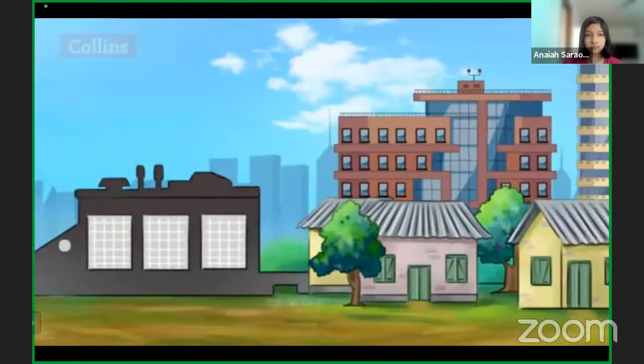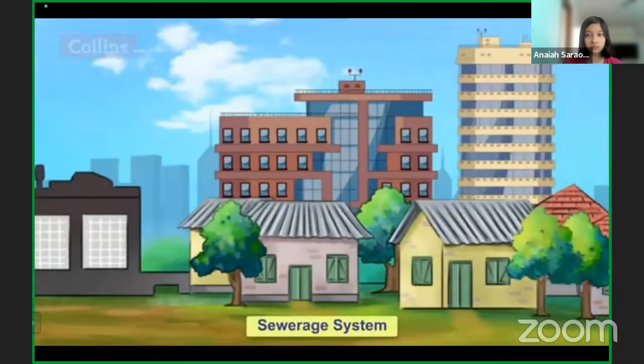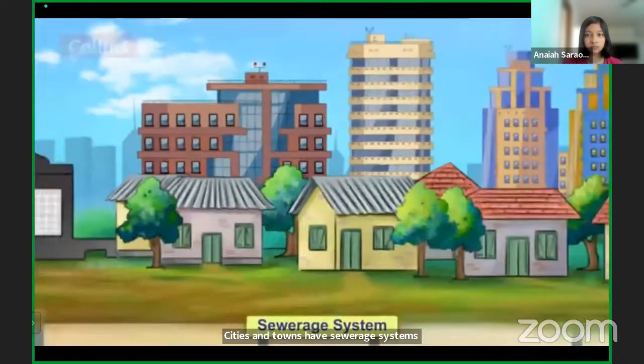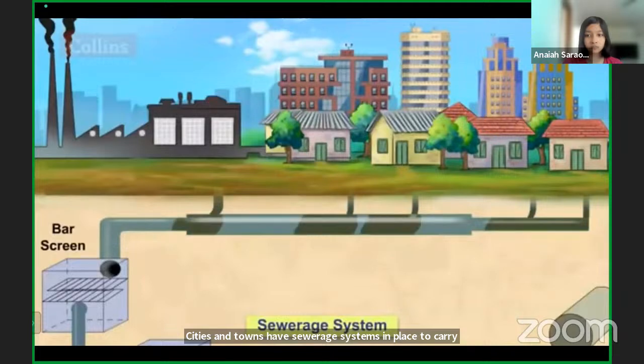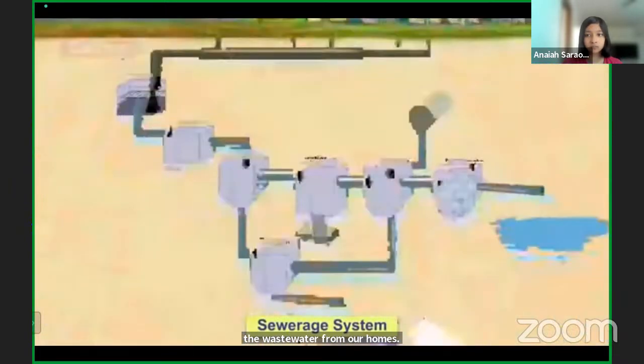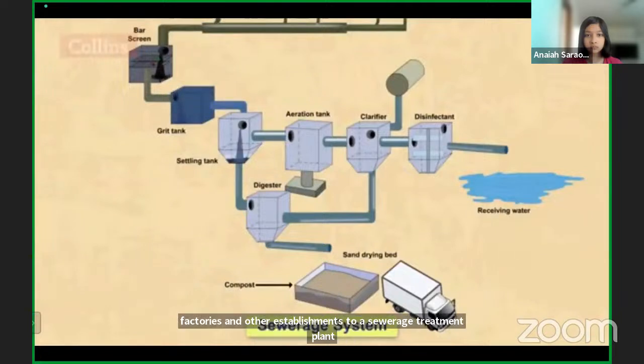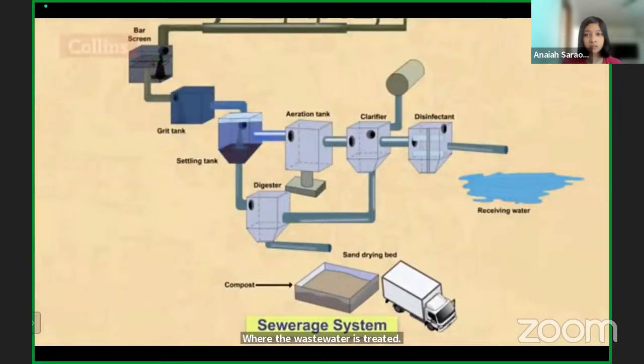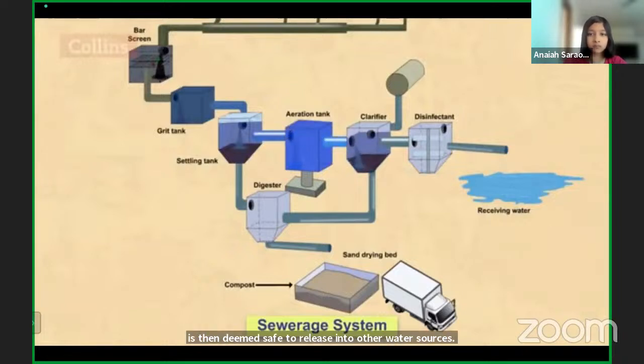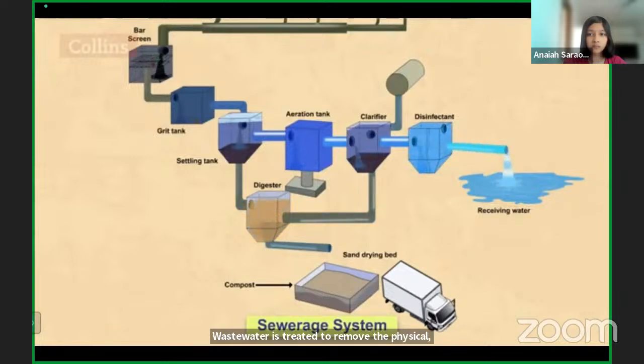Cities and towns have sewerage systems in place to carry the wastewater from our homes, hotels, factories, and other establishments to a sewerage treatment plant where the wastewater is treated. It is then deemed safe to release into other water sources. The treatment of wastewater goes through different stages. Wastewater is treated to remove the physical, chemical, and biological contaminants present in it through various processes.